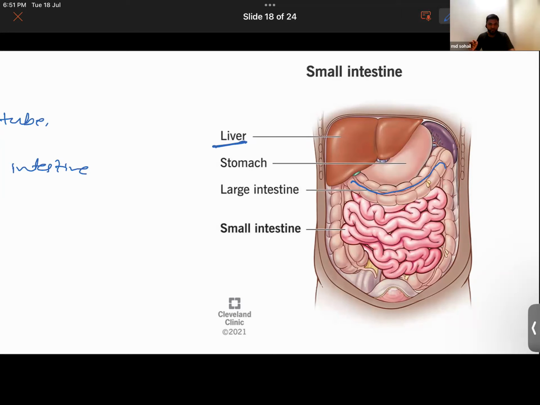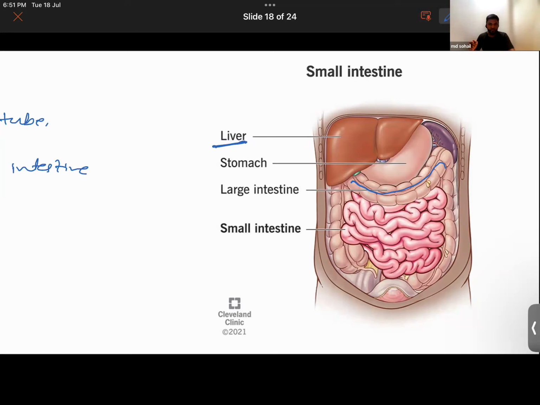All right. So one more point, it receives secretions from the liver and pancreas. Okay, guys.